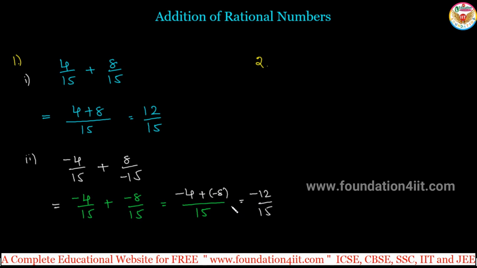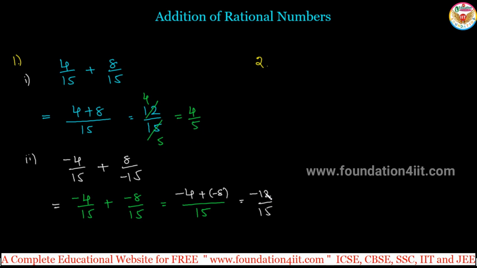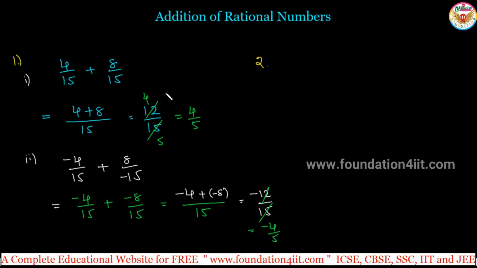And if required, express the rational numbers obtained in lowest terms. After simplifying, you must make it into lowest terms. First example is 12 by 15. So both you can cancel in the table of 3. 3 4s are 12, 3 5s are 15. Same table you can cancel on numerator and denominator. So 4 by 5. And this one is negative 4 by 5. This is the case when denominators are same.